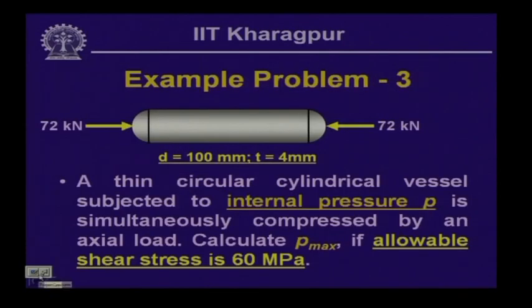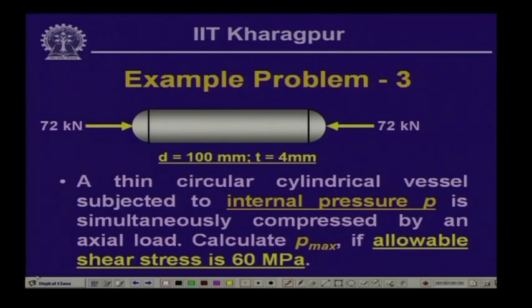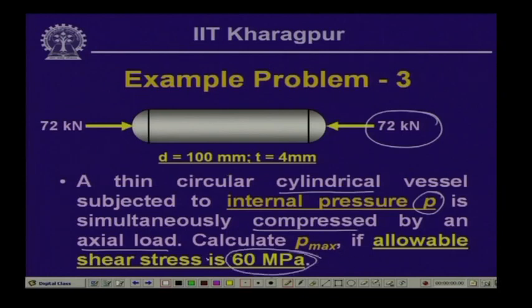Well, let us look into another example, which is again related to a pressure vessel, where a thin circular cylindrical vessel is subjected to an internal pressure P, which is not known to us, and it is simultaneously compressed by an axial load of magnitude 72 kilonewton. If the allowable shear stress is 60 megapascal, what will be the value of the maximum internal pressure? We will have to compute the value of P max if the shearing stress is limited to 60 megapascal.